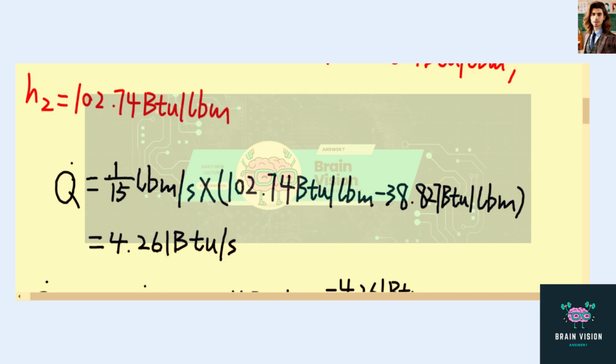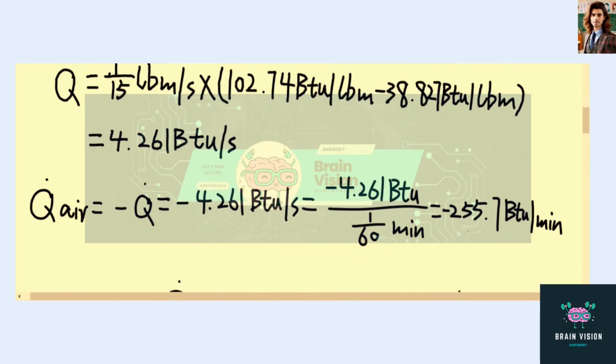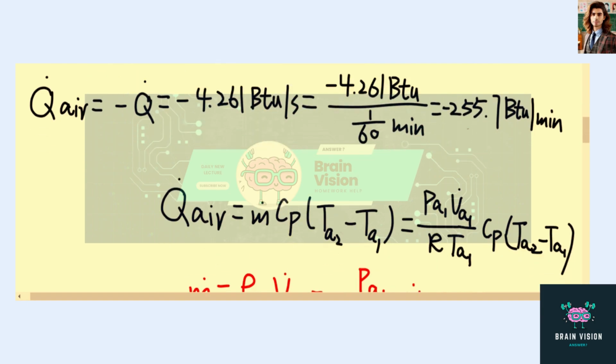Since the value here is positive, the heat was transferred into the refrigerant. That means the heat was transferred out of the air. Therefore, the rate of heat transfer of the air should be negative Q dot, according to the energy conservation law. So Q dot air is equal to negative 4.261 British thermal units per second. If we convert it to British thermal units per minute, it's about negative 255.7 British thermal units per minute.